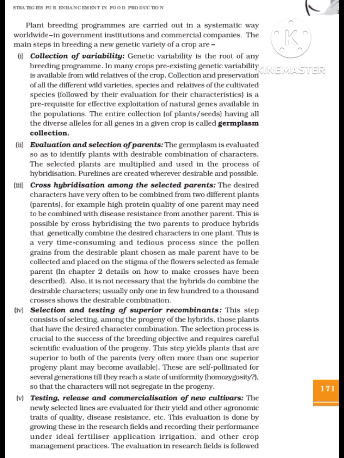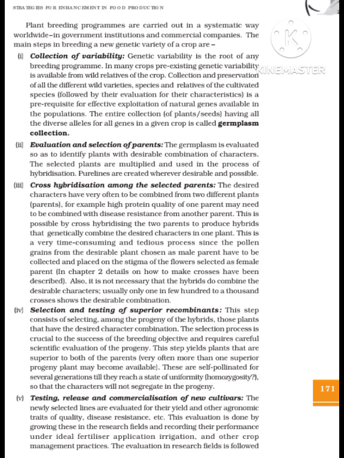1. Collection of variability. Genetic variability is the root of any breeding program. In many crops, pre-existing genetic variability is available from wild relatives of the crop. Collection and preservation of all the different wild varieties, species, and relatives of the cultivated species, followed by their evaluation for their characteristics, is a prerequisite for effective exploitation of natural genes available in the populations. The entire collection of plants/seeds, having all the diverse alleles for all genes in a given crop, is called germplasm collection.